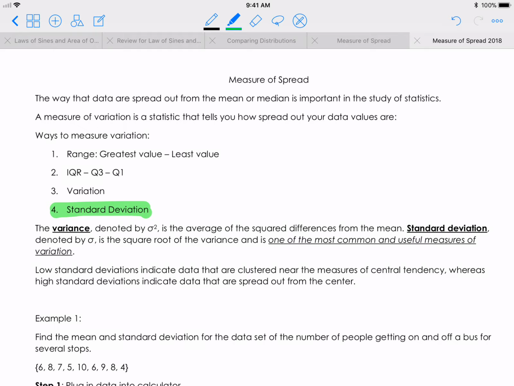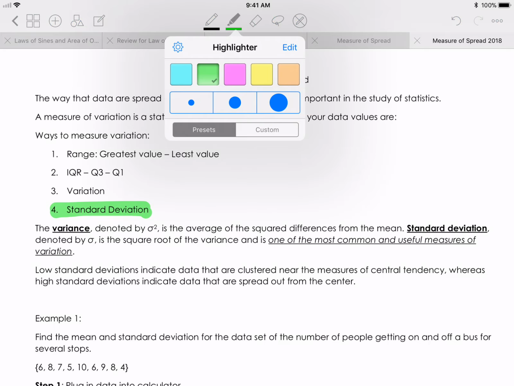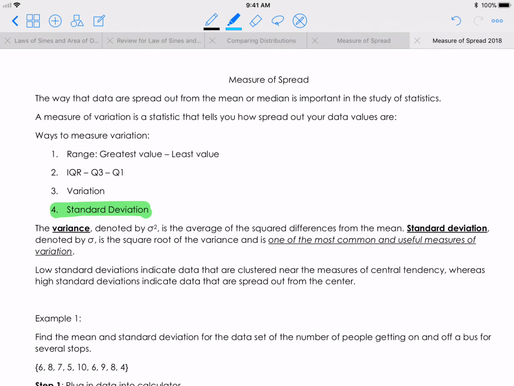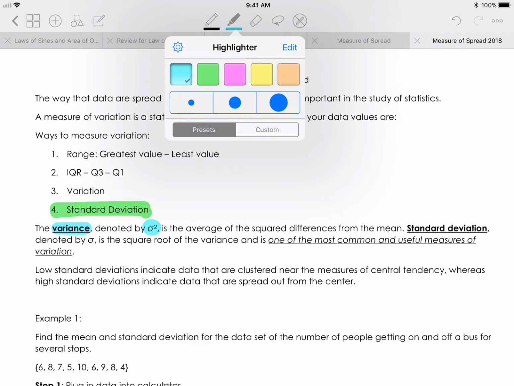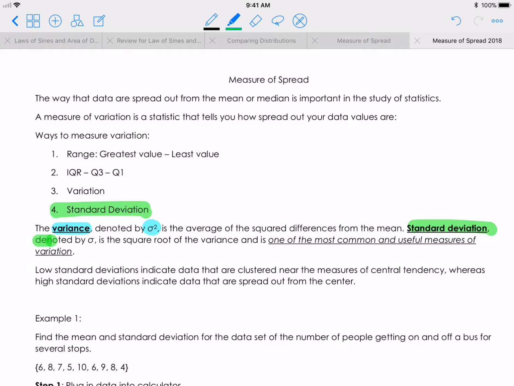So let's talk about the variance, because variance and standard deviation go together. The variance is denoted by sigma squared. So variance is sigma squared. It's the average of the squared differences from the mean. That just means you take your data, subtract it from the mean, square it, and it's the average of them. And then let's talk about standard deviation. Standard deviation is denoted by just sigma, and it's the square root of the variance.